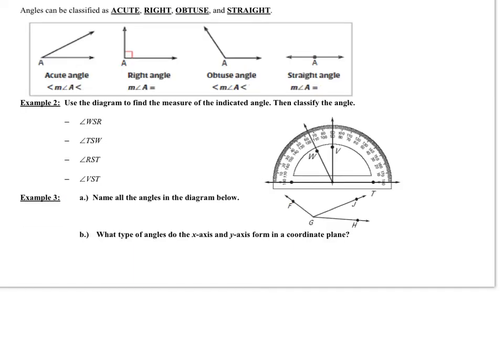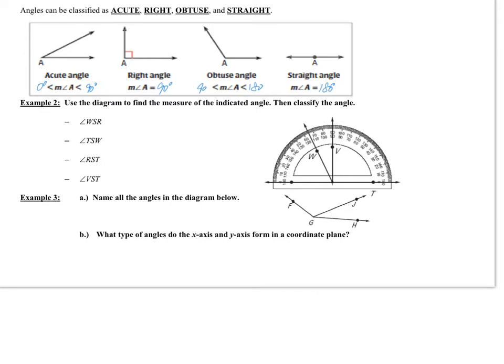Angles can be classified as acute, right, obtuse, and straight. An acute angle is between 0 degrees and 90 degrees. A right angle is exactly 90 degrees. And an obtuse angle is between 90 degrees and 180 degrees. And a straight angle is exactly 180 degrees.